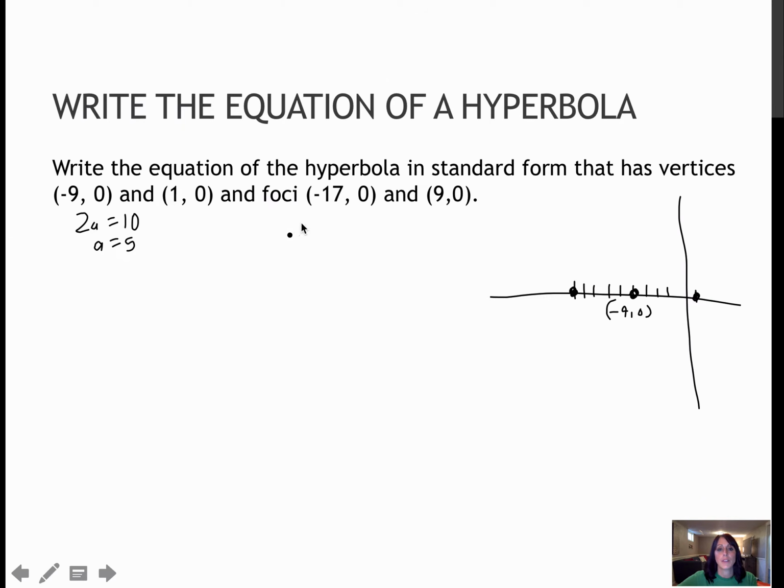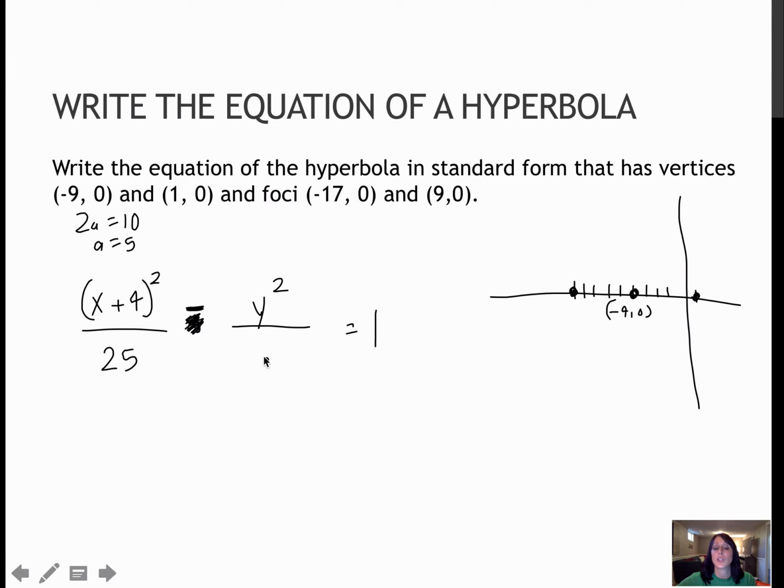Again, a is 5. Because my vertices are going horizontally, I know that the x would go first. So it's going to be x minus -4, which is x plus 4, quantity squared. The y value of the center is 0, so it's just y squared. And we know that my a value is 5, so a squared is 25. Oh, that should be a minus. I apologize for that.